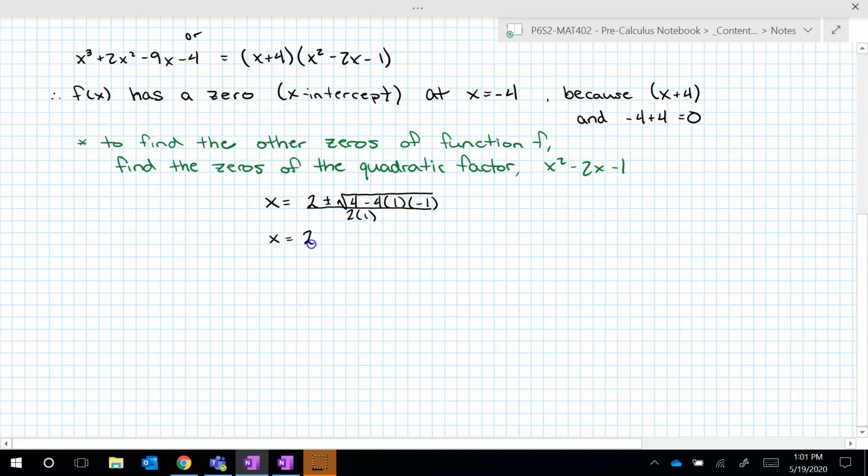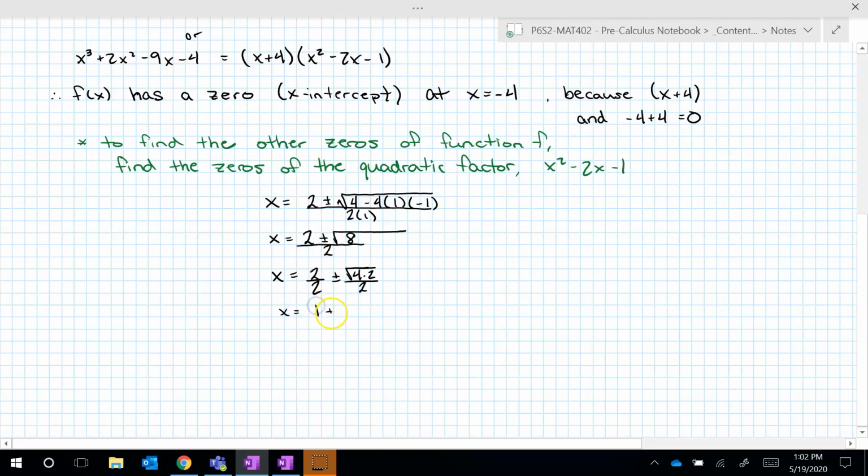So x equals 2 plus or minus the square root. Negative 4 times negative 1 is going to be a positive 4 here, so it's 4 plus 4, which gives me the square root of 8. My radicand is way too long, but that's all right. All divided by 2. So I get x equals, let's split this up, 2 over 2 plus or minus the square root of 8 over 2. The square root of 8, I can rewrite as 4 times 2, all over 2.